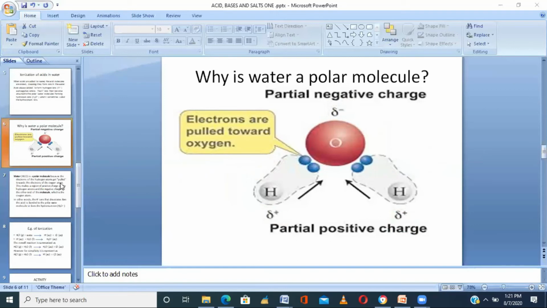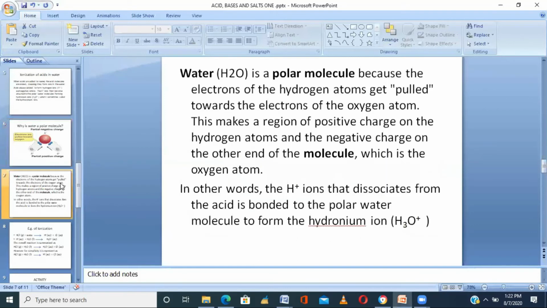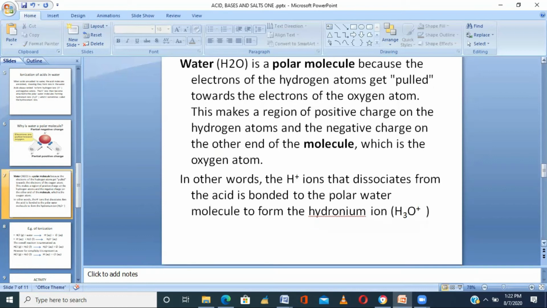Water is a polar molecule because the electrons of the hydrogen atom get pulled towards the electrons of the oxygen atom. This makes a region of positive charge on the hydrogen atom and the negative charge on the other end of the molecule, which is the oxygen atom, which I just explained just now, right? That is why we have the partial positive and negative charge due to the difference in electronegativity of the elements, right? Yes, sir. In other words, the hydrogen ions that dissociate, meaning they're going to break apart in water, right? From the acid is bonded to the polar water molecule to form the hydronium ion. And I just showed you how we got that.